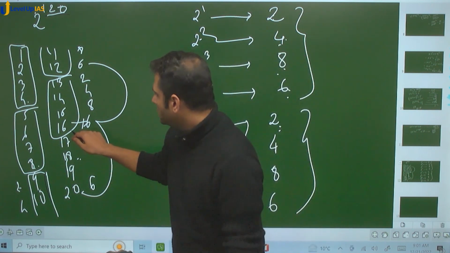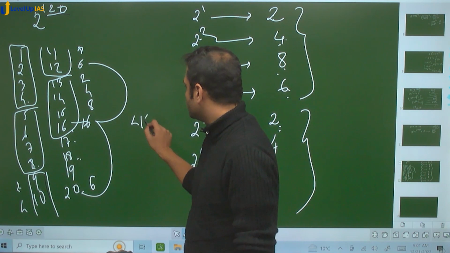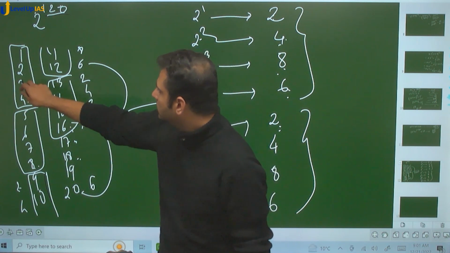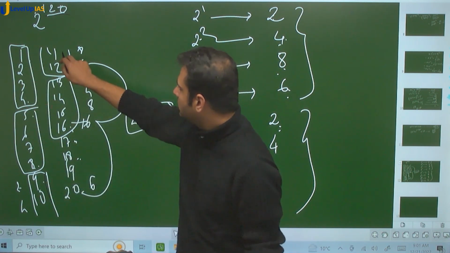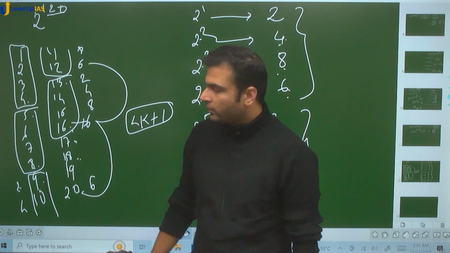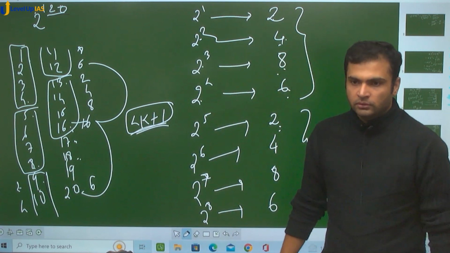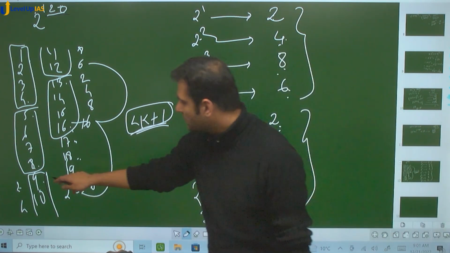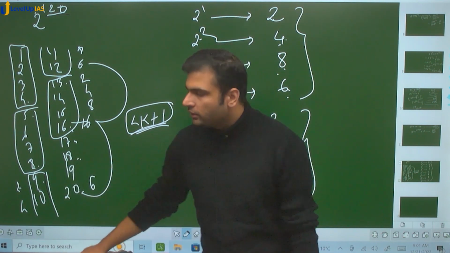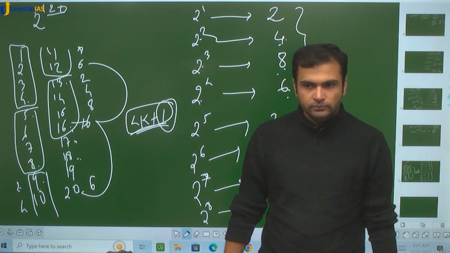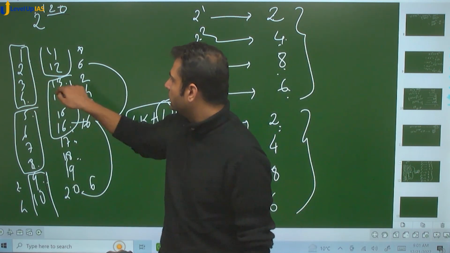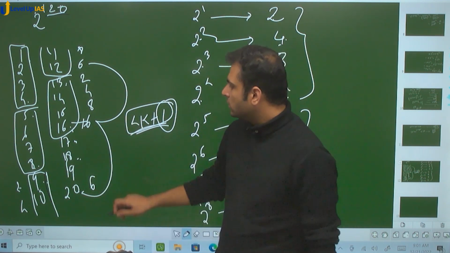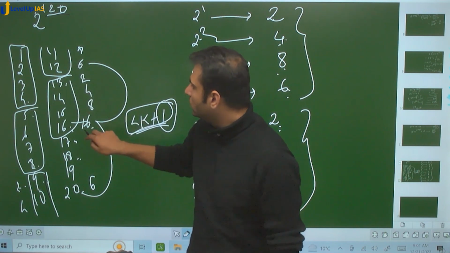When the number is of the 4k plus 1 type, that is, a multiple of 4 plus 1, like 1, 5, 9, 13, 17: these are numbers of the type 4 into something plus 1. In other words, these are the numbers which, when we divide by 4, give remainder 1. So when we divide that number by 4 and have remainder 1, there we have 2, 2, 2, 2.